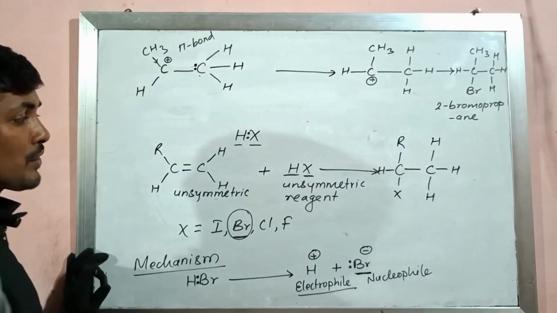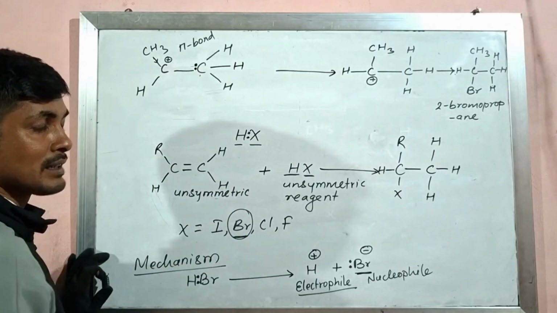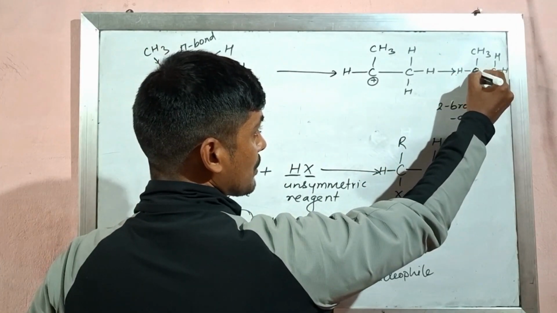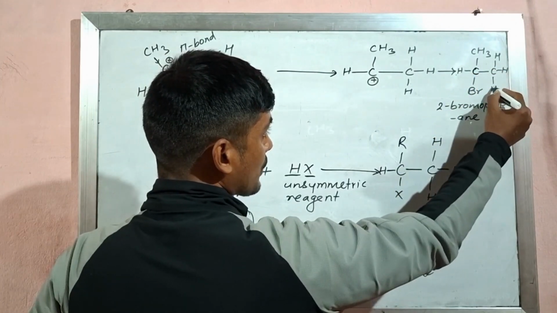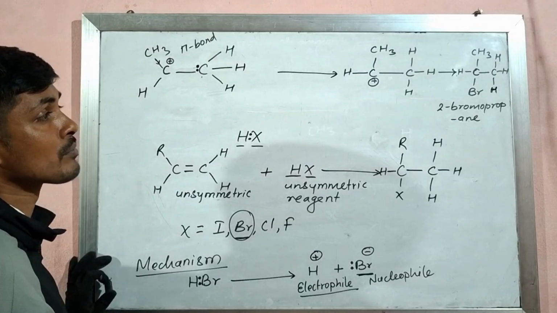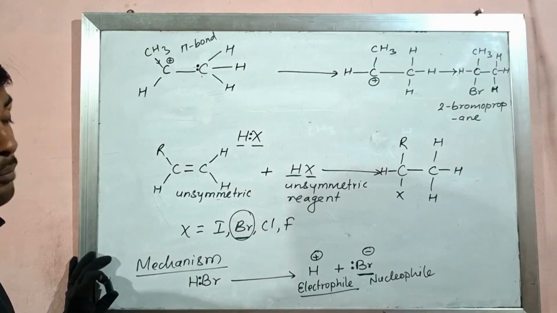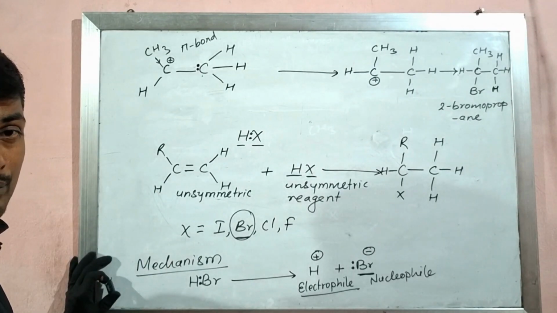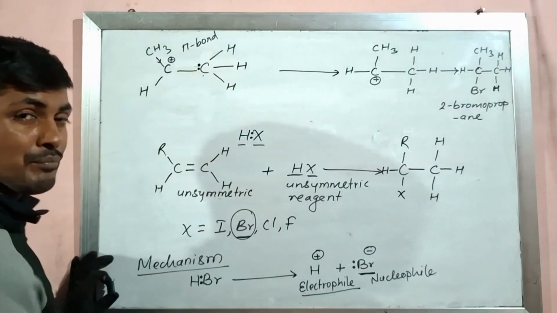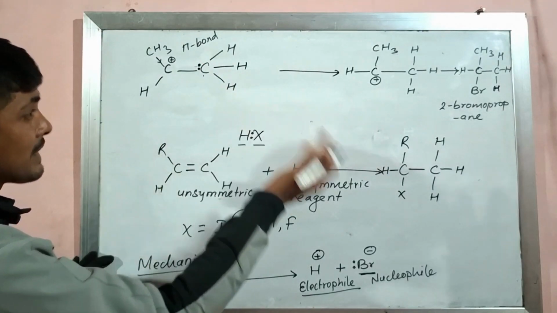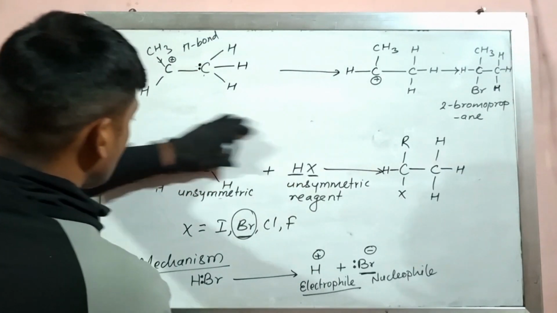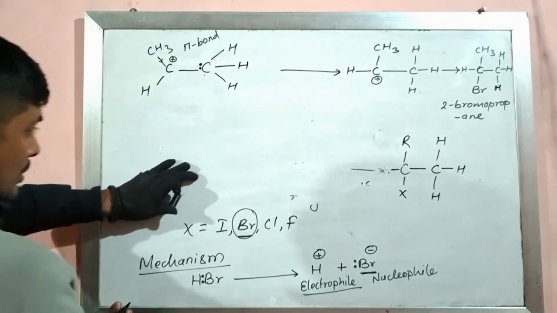So what does Markovnikov's rule say here? The negative part of the reagent gets attached to the highly substituted carbon, whereas the positive part of the reagent gets attached to the carbon having more hydrogens. This is Markovnikov's rule. But sometimes we may get another product also in this reaction as a minor product.